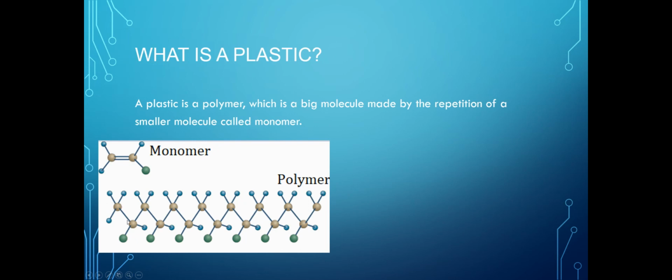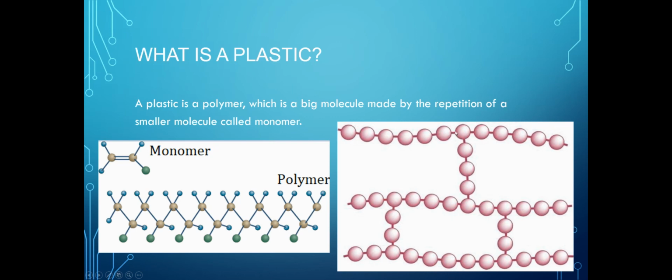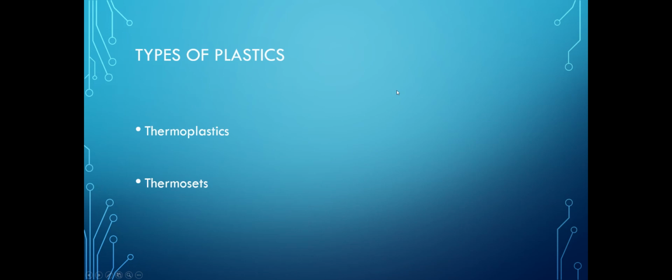Also, a polymer most of the time can have this kind of shape with all the monomers placed in line, but they can also form other kinds of bonds, and the different kinds of chemical bonds inside a polymer are what give each plastic its properties. Let's go with the types of plastics.